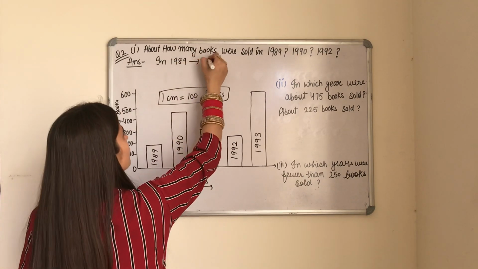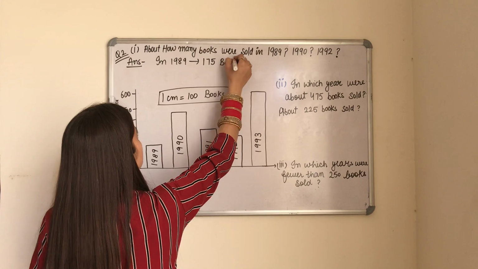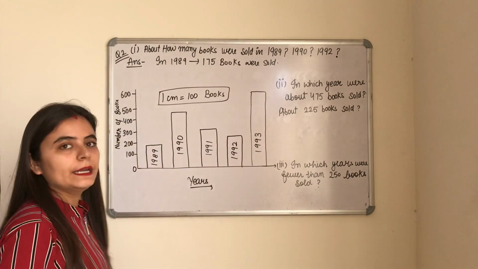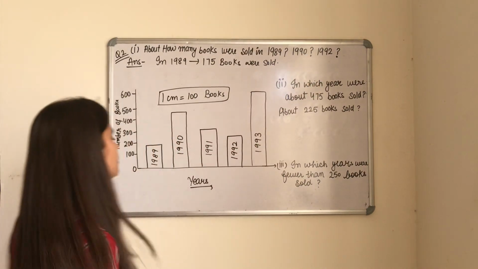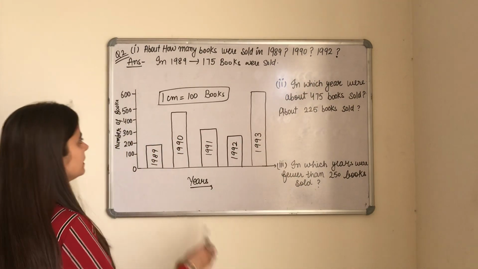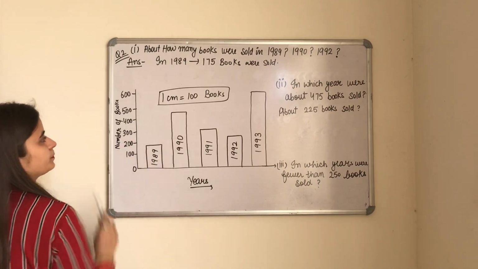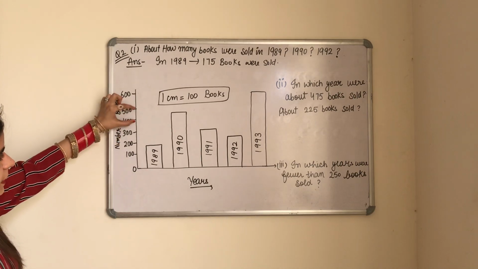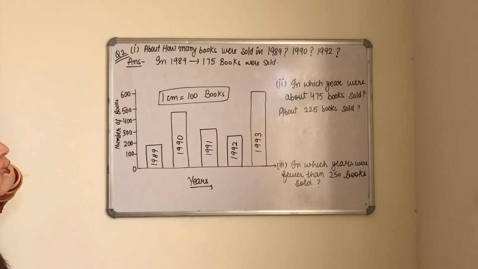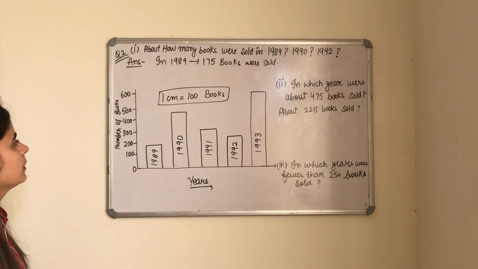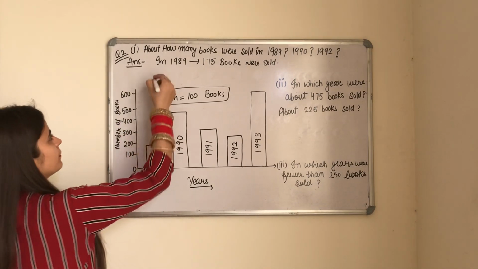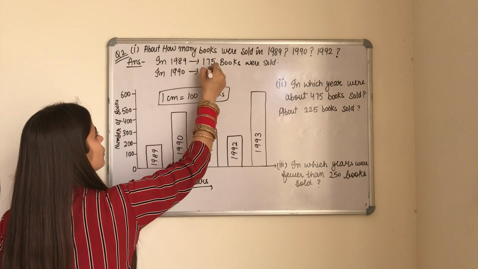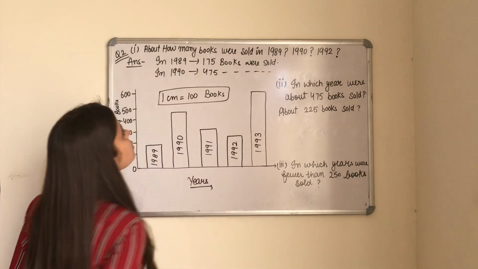How many books? 175 books were sold. And in 1990, come to the bar of 1990. This bar is going up to 3/4 of this unit. So what will be the answer? This is 475. In 1990, 475 books were sold.